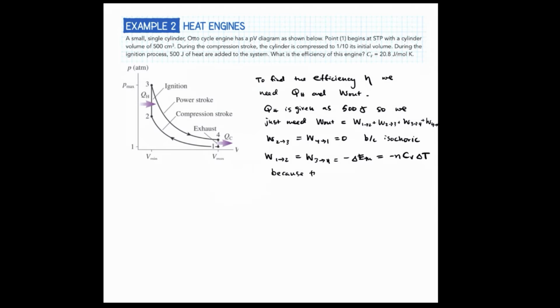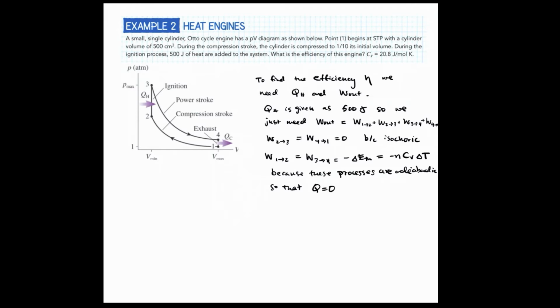And the reason we know that is because we know that Q is equal to 0. So that means for both of these, we can use nC_V delta T. That's the change in thermal energy, and that's true for all adiabatics. So work equals change in thermal energy for these because Q equals 0. So that's going back to the first law of thermodynamics.